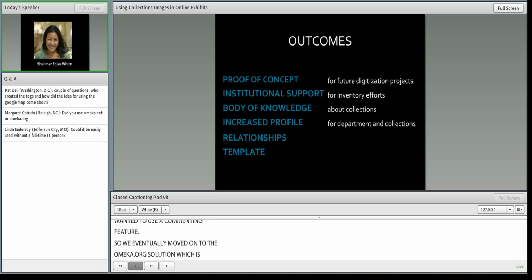Shalimar, could I ask a quick question about just Omeka in general for those who have not heard about it? And maybe everyone has, but would you mind just giving a quick overview of what it is and what it does?